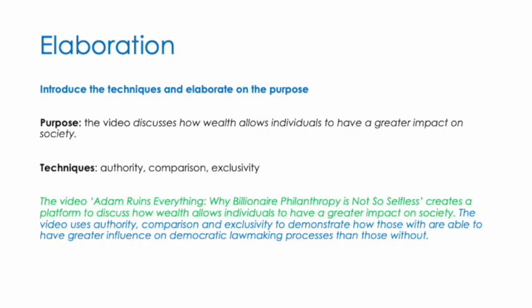than those without." Similar to doing the persuasive essay, I've had to give greater detail about what I mean in the first sentence. I'd originally said wealth allows people to have greater impact on society, but what do I mean by that? That could be misinterpreted. So this sentence is much more specific. It talks about the fact that the impact is on democratic lawmaking processes, which creates a much clearer picture of what I'm trying to argue.